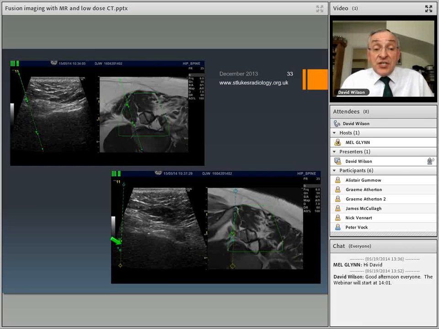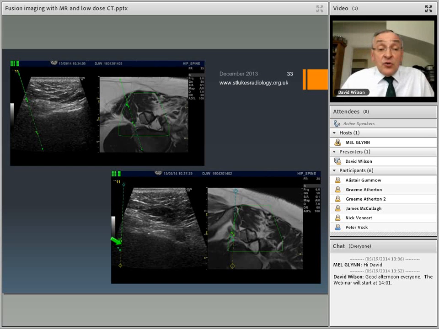This whole procedure takes approximately 5 minutes to fuse the images together and probably about 30 seconds to place the needle. It's very quick and very easy. When you do it, it feels like cheating. It is the first time in my career that I've placed a needle into the sacroiliac joint without hitting bone, when I used fusion imaging. I didn't hit bone at all, just went straight in one pass. I was really quite surprised.